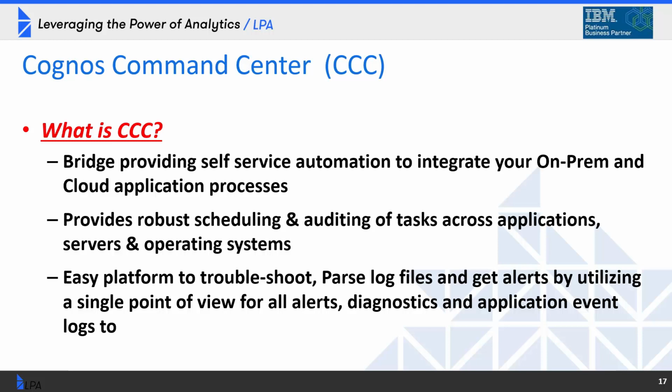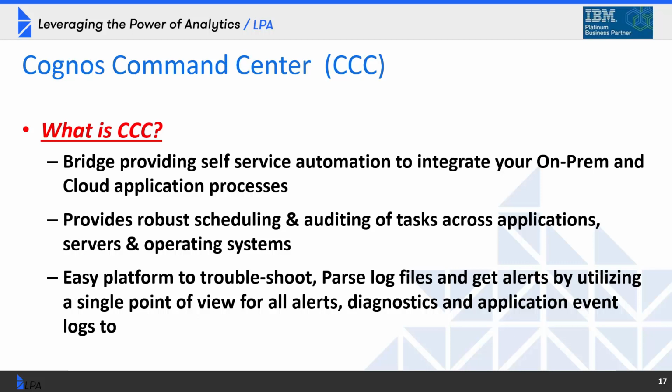Next is Cognos Command Center. So what is Cognos Command Center? Again, it's another tool that is included automatically with IBM Planning Analytics on the cloud that is completely underutilized in most instances. First off, it is a bridge providing self-service automation to integrate your on-prem and cloud application processes. So basically, it's a way to move data, move metadata, move files from your on-premise to your cloud automatically using FTPS. You can schedule things through Cognos Command Center, and you can audit those schedules.